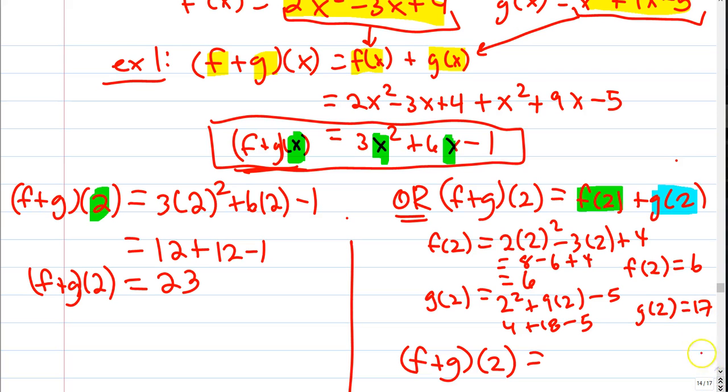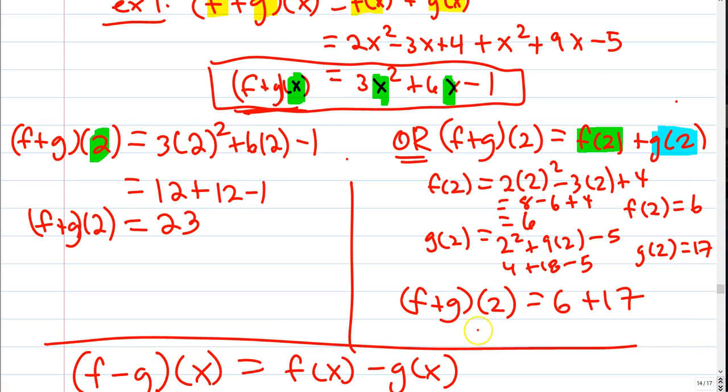So what can I do here? If f of 2 plus g of 2 is f plus g of 2, I can do f of 2, 6, plus 17, f plus g of 2 is 23. Which answer's right? They both got the same answer, right?